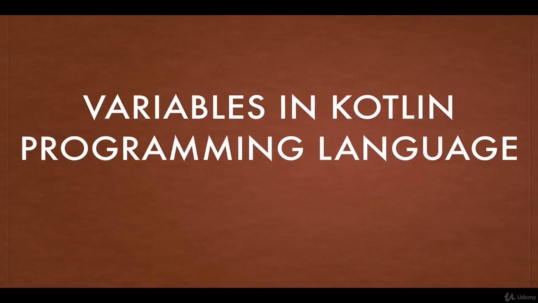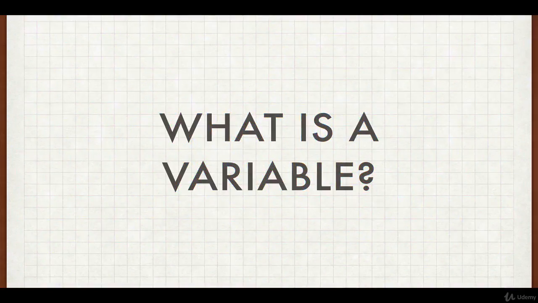Hi everyone, in this tutorial we are going to learn about variables in Kotlin programming language. So first of all, let's answer this question. What is a variable? A variable is just a placeholder for data, so that later when we want to access that data, we just need to refer to the name of that placeholder, right? So let's open our IntelliJ IDEA, let's create a new project, and then let's see how we can create a variable in Kotlin programming language.